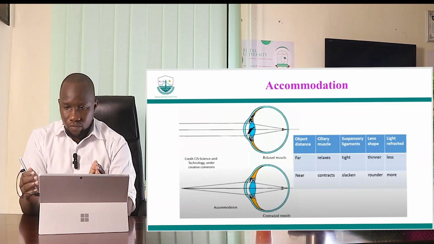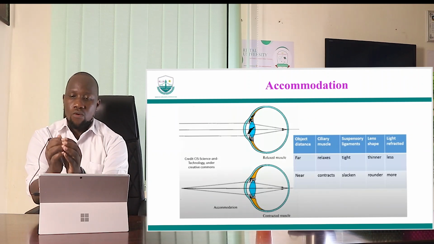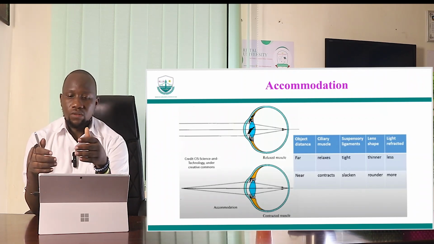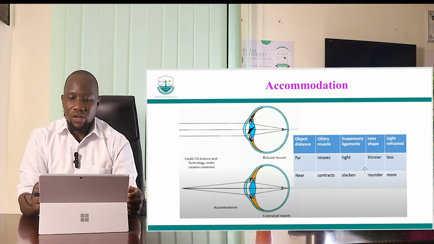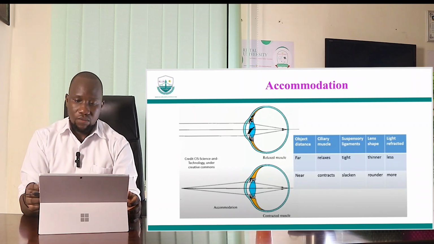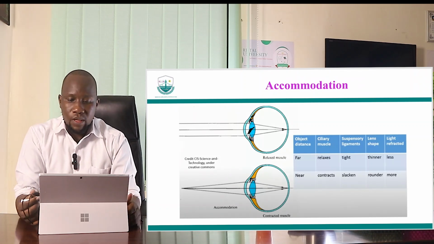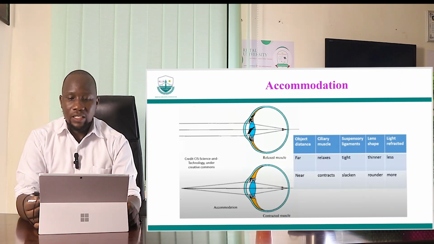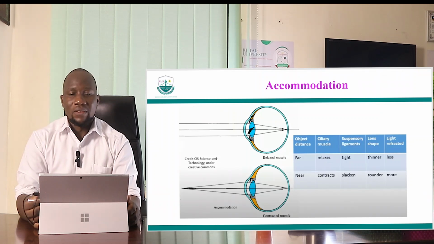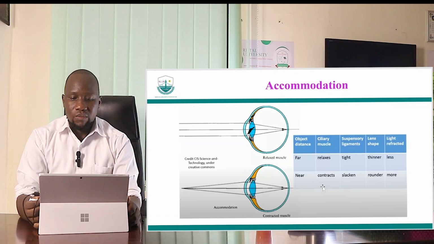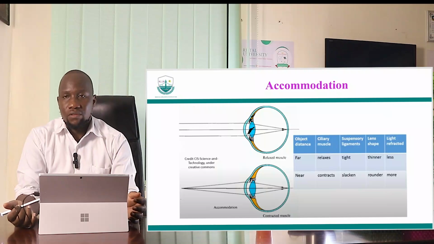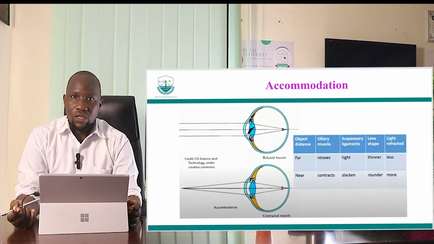For objects that are closer, we need the lens to bulge, such that we have more refraction. Okay, so when it bulges, it becomes more round, and there is more refraction of the light rays. Please always remember that for distant objects, the ciliary muscle will always relax, and then for near objects, the ciliary muscle will contract. Okay, so that is how we can achieve a focused image on the retina.